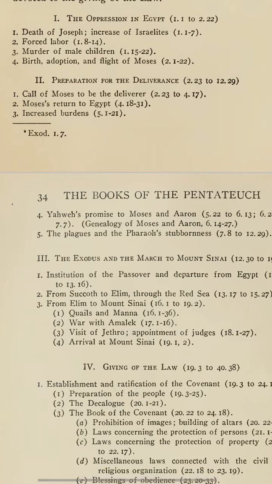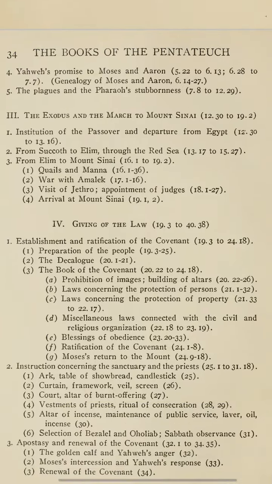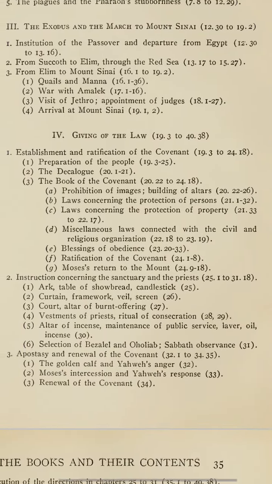The oppression in Egypt: the death of Joseph, increase of Israelites, forced labor, murder of male children, birth, adoption, and flight of Moses. 2 is the preparation for the deliverance: call of Moses to be the deliverer, Moses' return to Egypt, increased burdens. 4 is Yahweh's promise to Moses and Aaron, the genealogy of Moses and Aaron, the plagues and the Pharaoh's stubbornness.